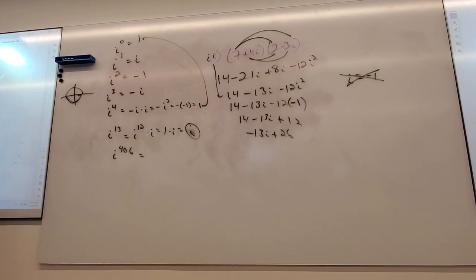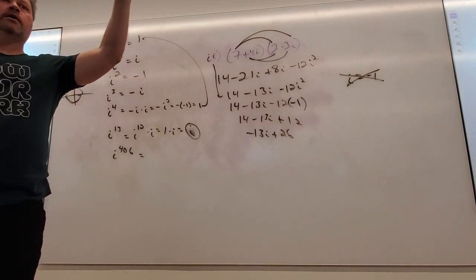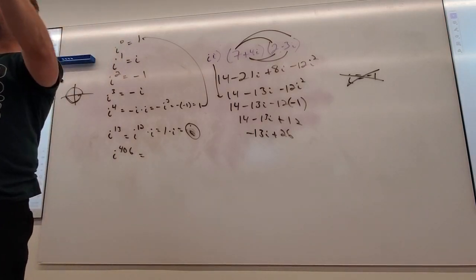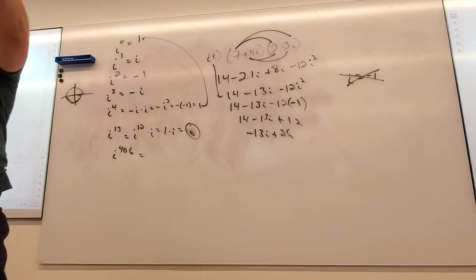Right? You go, screw you, Jeff. Does 4 go into 406? Well, 4 doesn't go in perfectly. 4 goes into 404. So how many are left? 2 more. I don't have to actually divide. I just have to think how many would be left.